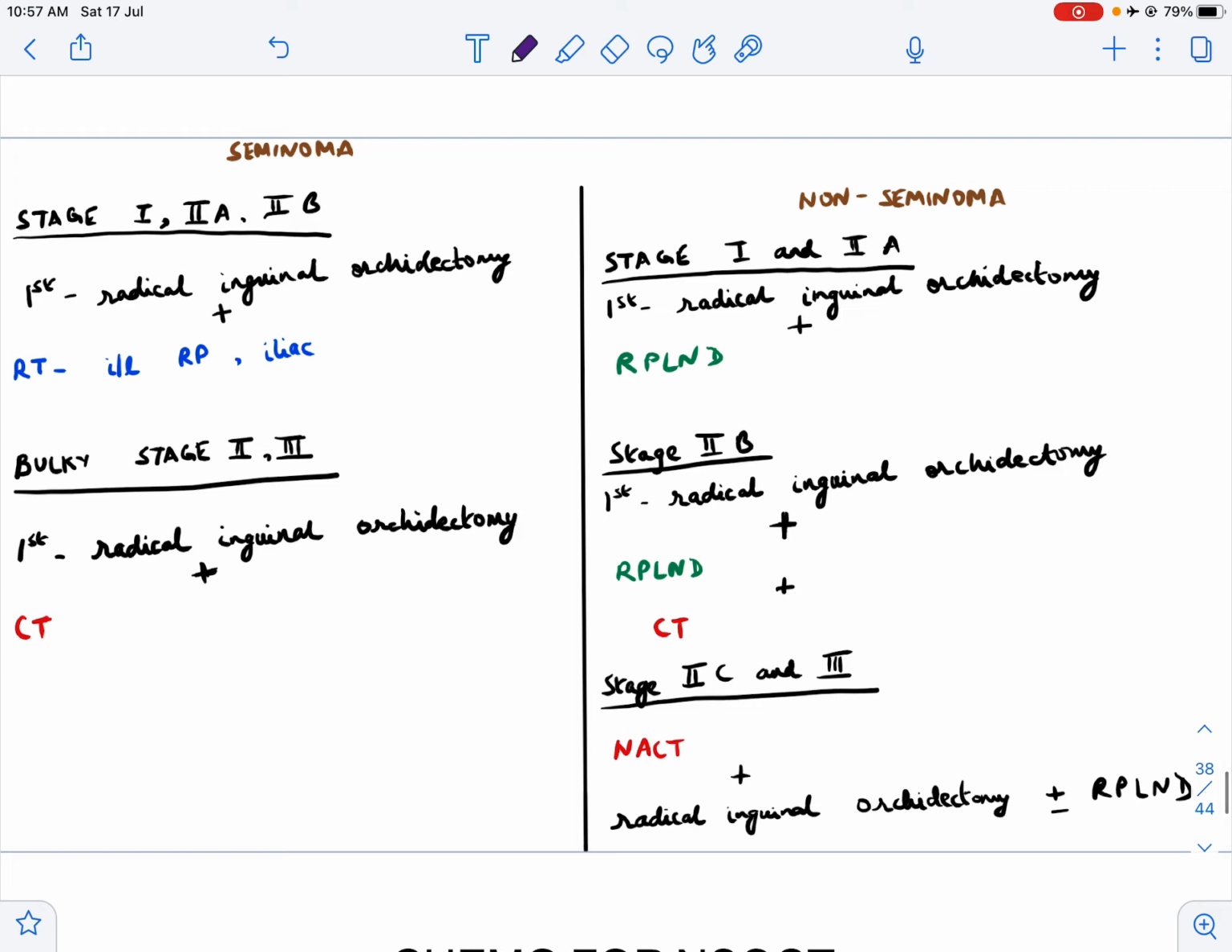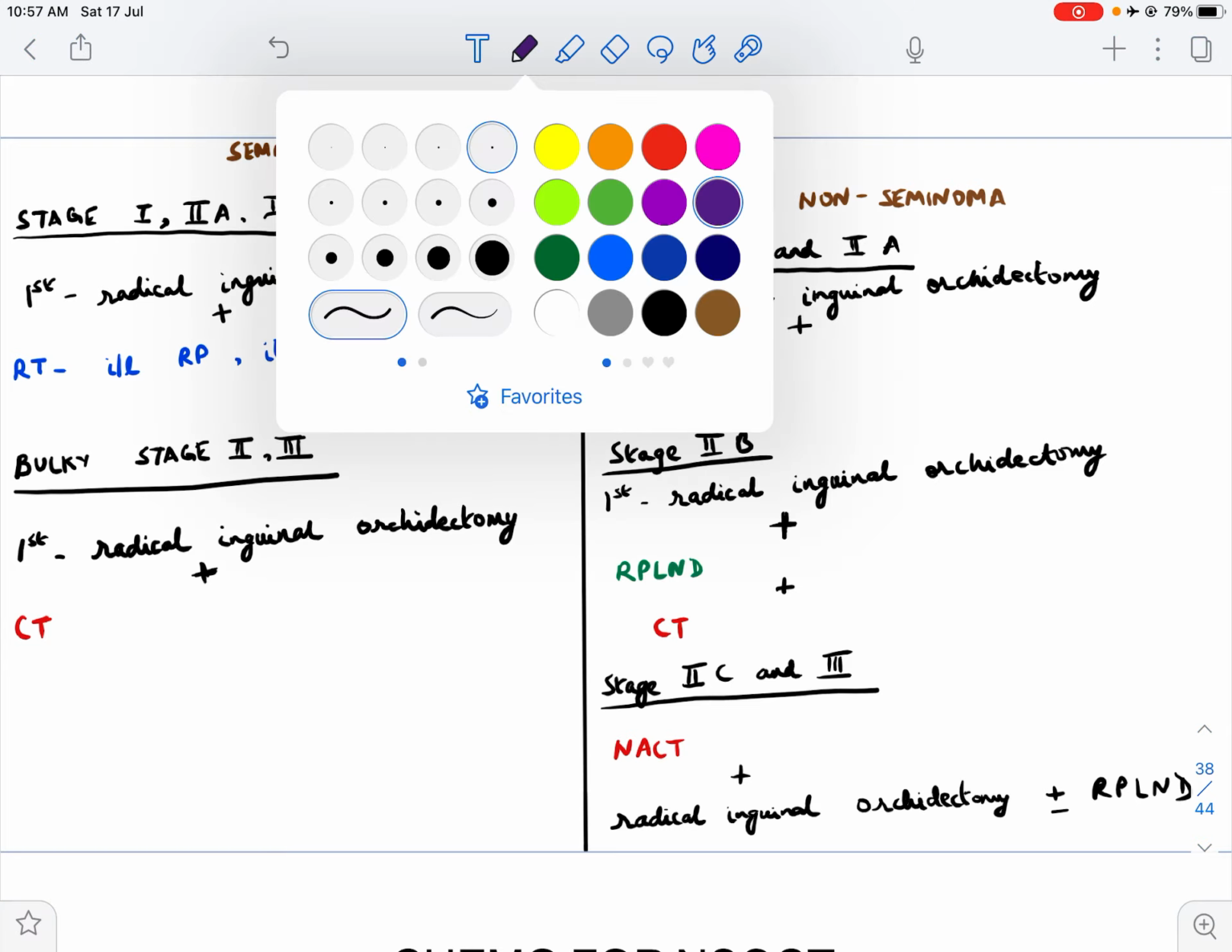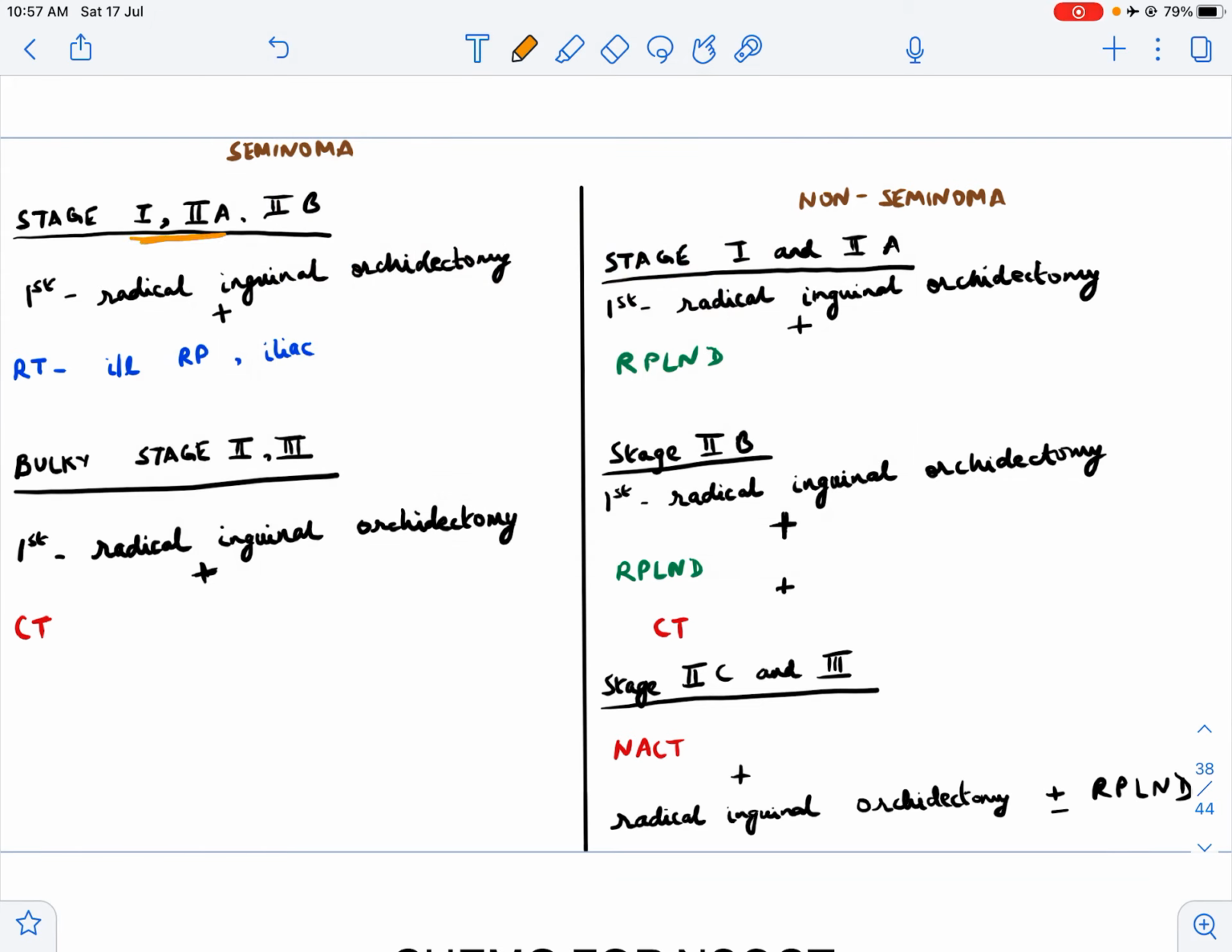So let us look at the treatment of seminoma. Now, for a seminoma, the treatment is divided into stage 1, 2A, 2B, stage 2 and stage 3. For 1, 2A and 2B, you will first do a radical inguinal orchidectomy followed by radiotherapy.